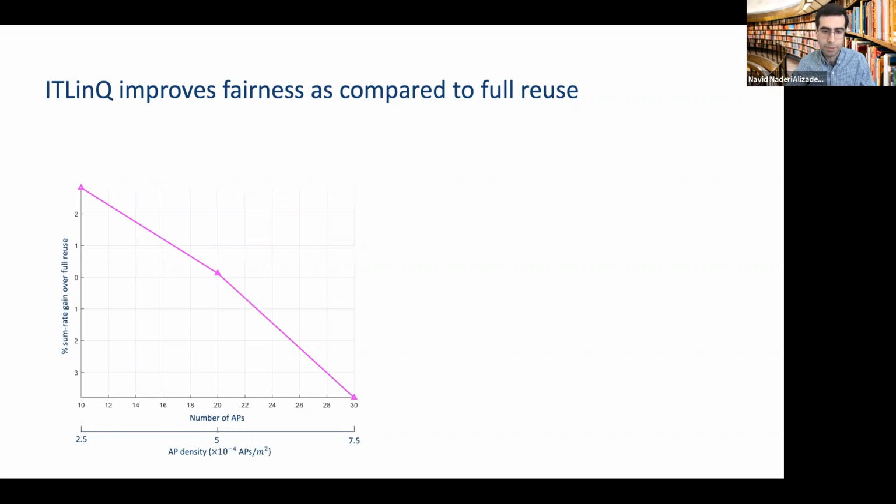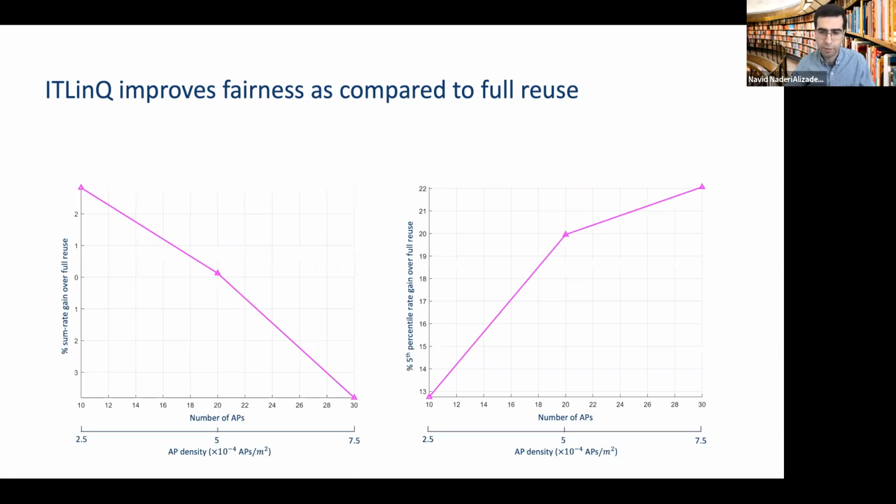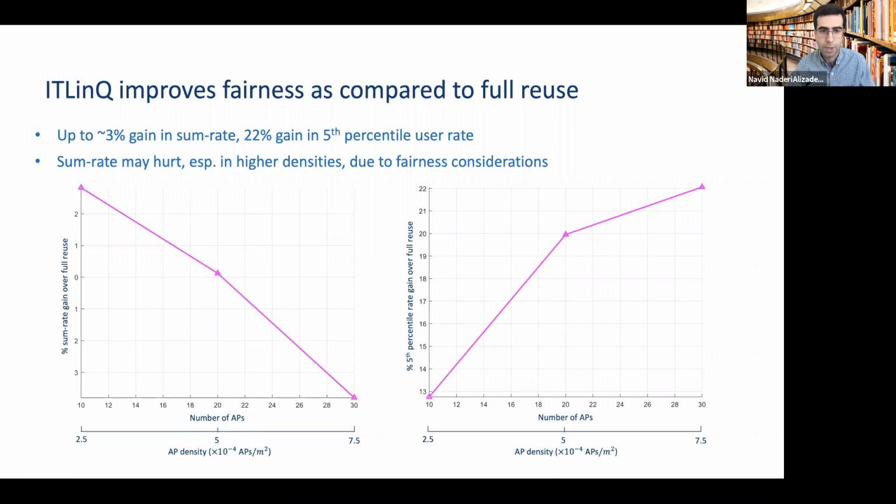So here, for example, you see that on the x-axis we have the number of access points, and on the y-axis we have the percentage of sum rate gain over full reuse. In terms of that, we don't see much gain, but if we look at the 5th percentile rate, basically how fair we are across the users in the network, we are getting gains of 20% or more, especially with higher densities of users across the network and the access points.